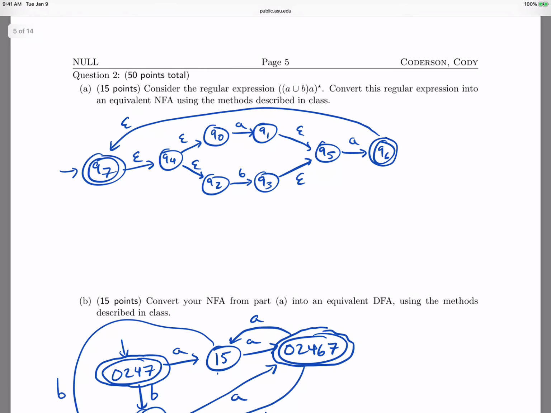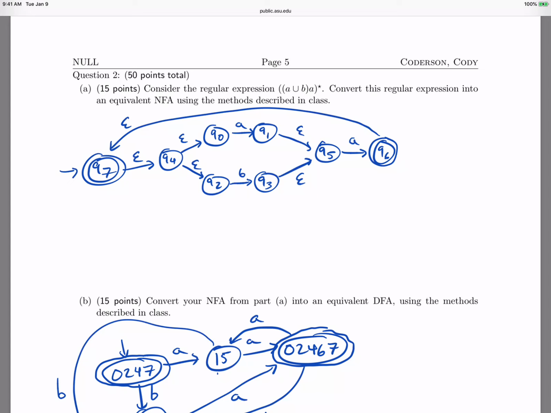So this was done not as well as Q1, but still well overall. For part A, some people did not apply the method. It says using the methods described in class. If you don't use the methods in class, what do you think I'm going to do? Well, not just take points. Bang my head against the wall. No. Yeah, I'm going to take points away.